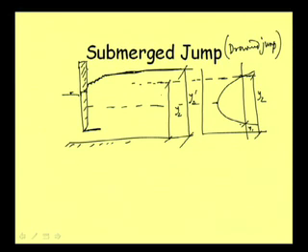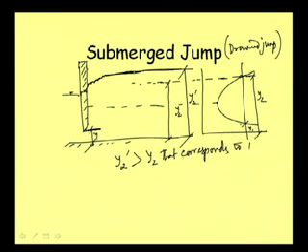Well, that occurs when our tailwater depth y2 dash is greater than the sequent depth y2 that corresponds to the initial depth y1.